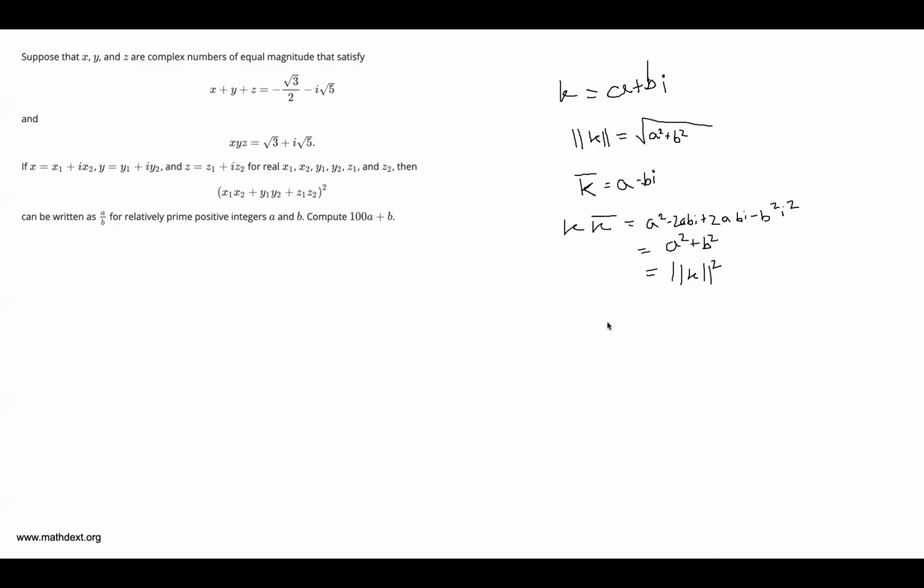One other thing we have is if we have some numbers m plus n plus p, squared, we can expand this out to be m squared plus n squared plus p squared plus 2 times (mn plus np plus mp). We're also going to use this fact. All right.